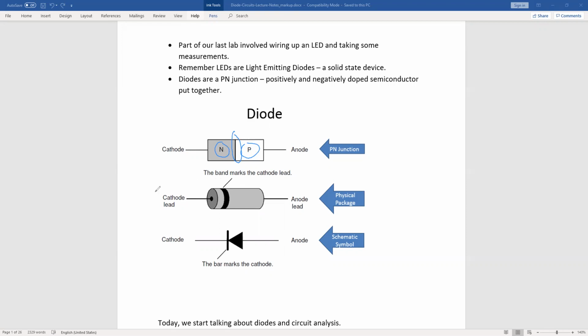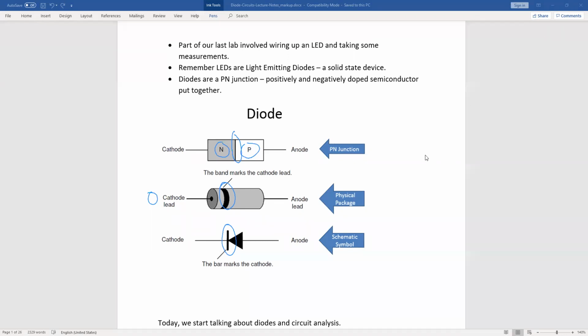This is what the diode looks like physically. We'll have a little cylinder-type thing, and there's going to be a band that marks the n-type semiconductor material, and that matches up with the schematic symbol, where it would be the bar on the schematic symbol. So all of those correspond to each other.